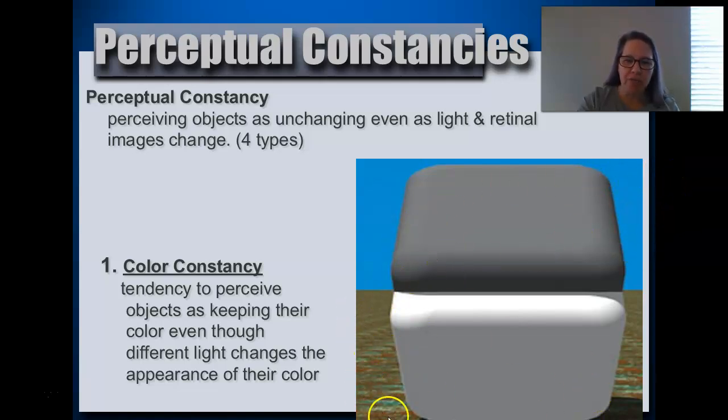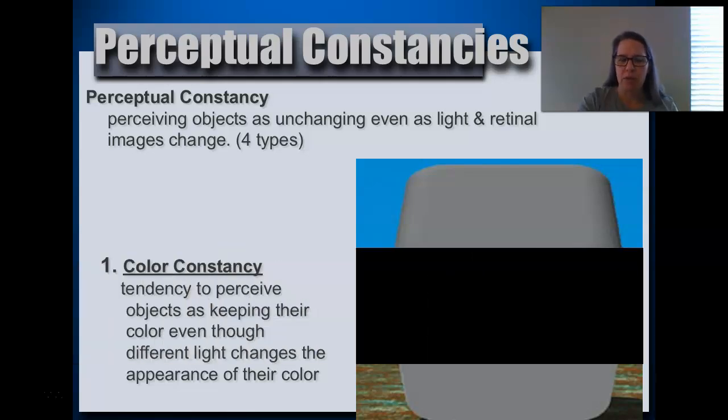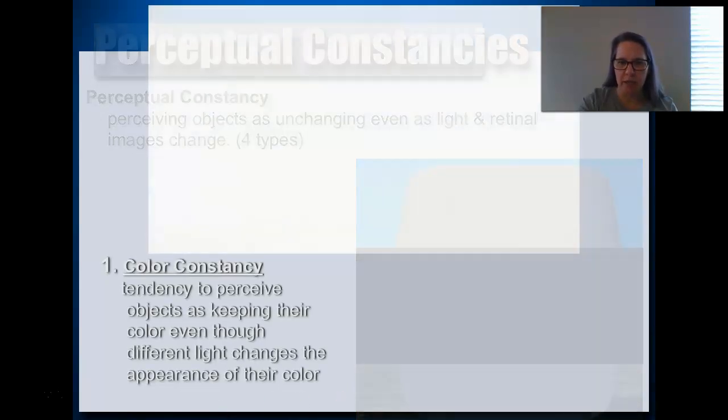The bottom image of the cube has more of a grass or a dirt image. And in this image, what colors are the cubes? Okay, I see gray up top and I see white on the bottom. But once you take the background away, you're able to see that they're actually both gray. Okay, I'm going to take it away completely.